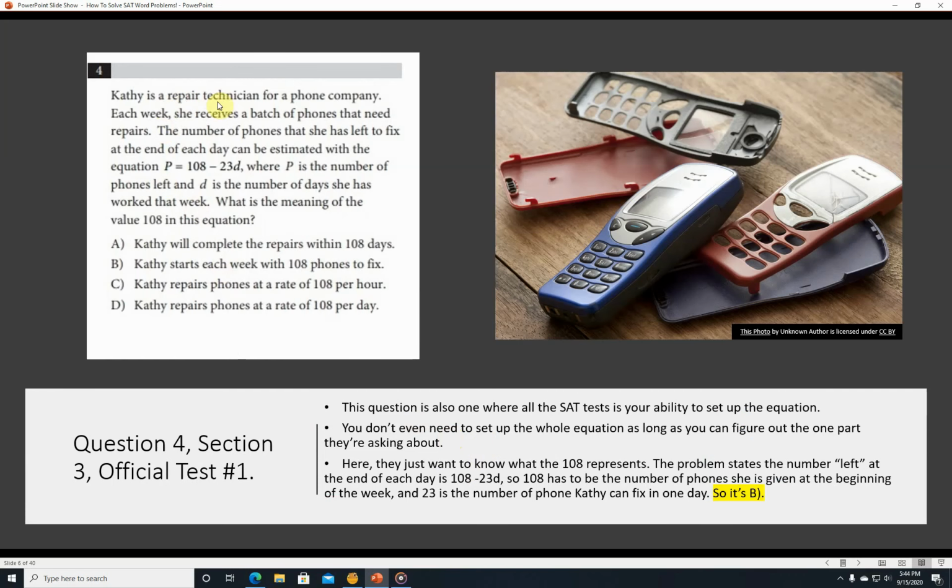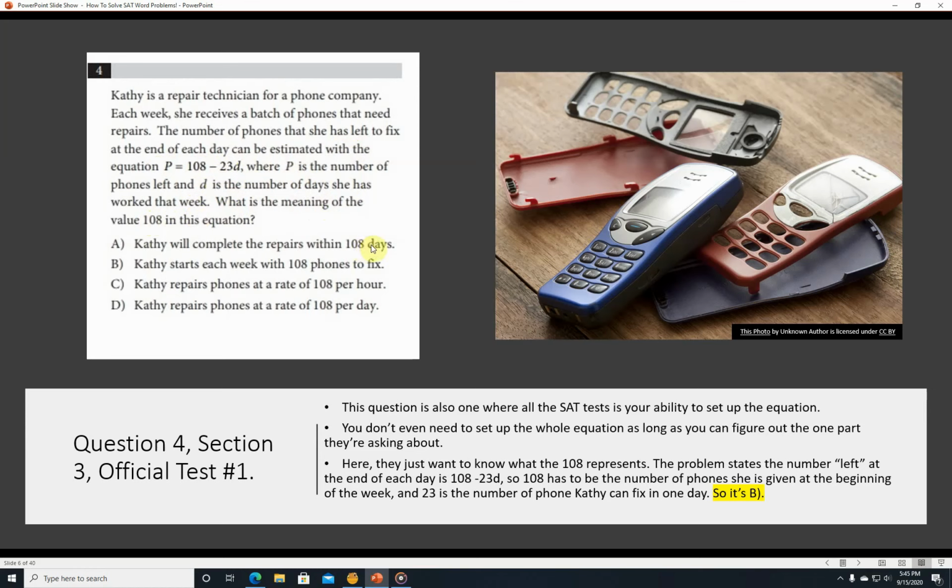Kathy is a repair technician. This is problem number 4, so it's the one right after number 3, the one we just did. Okay, so Kathy is a repair technician for a phone company. Here's some janky old phones that look like they're from about the year 2000. Each week she receives a batch of phones that need repairs. The number of phones that she has left to fix at the end of each day can be estimated with the equation P equals 108 minus 23D, where P is the number of phones left and D is the number of days she has worked that week. So what is the meaning of the value 108 in this equation?